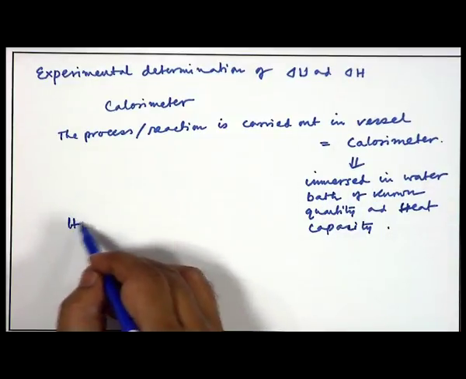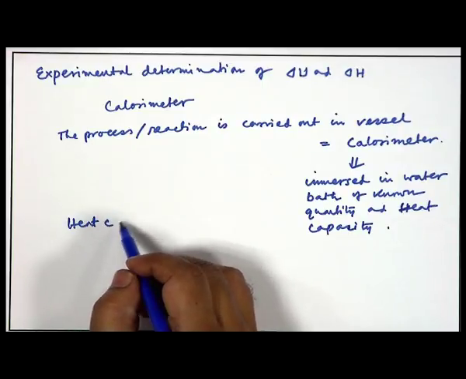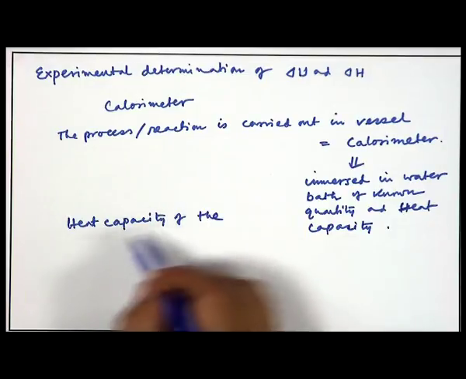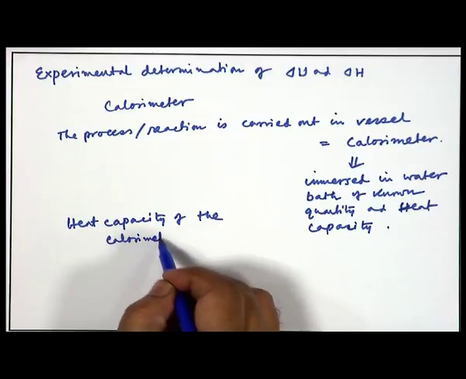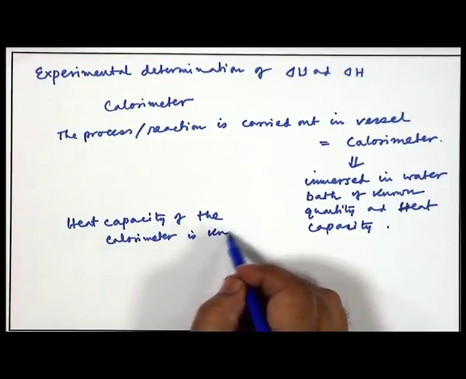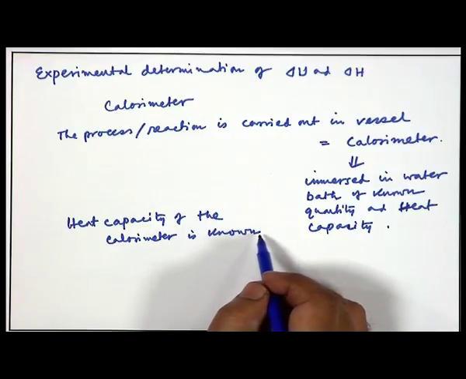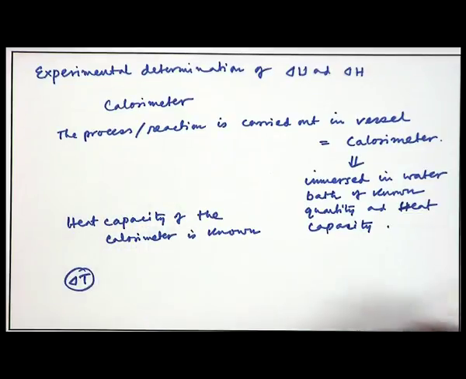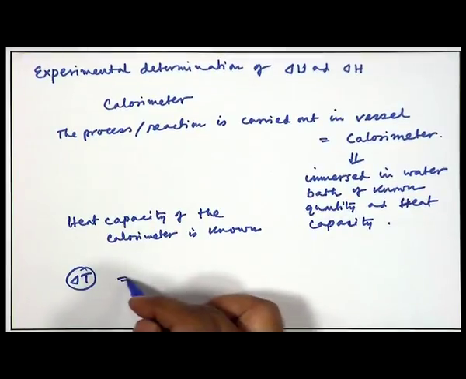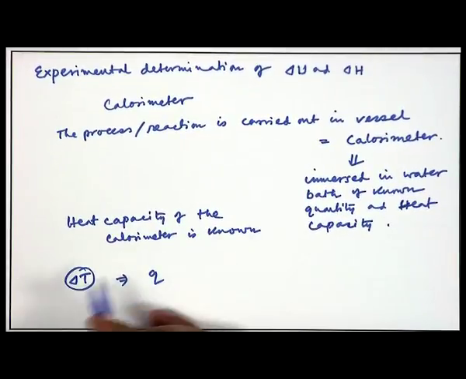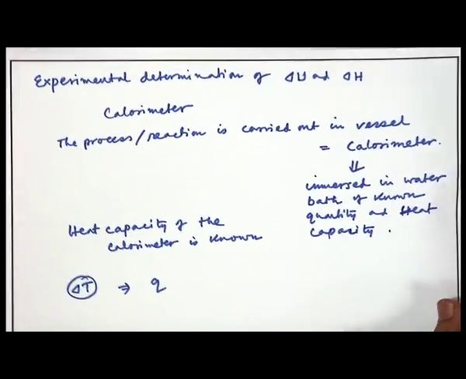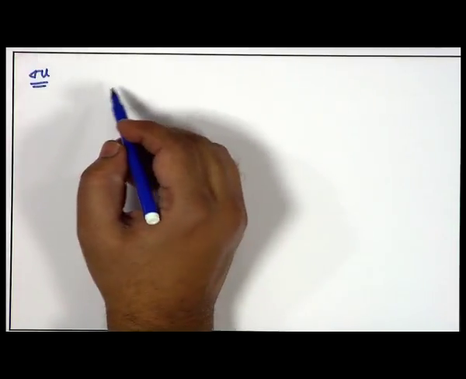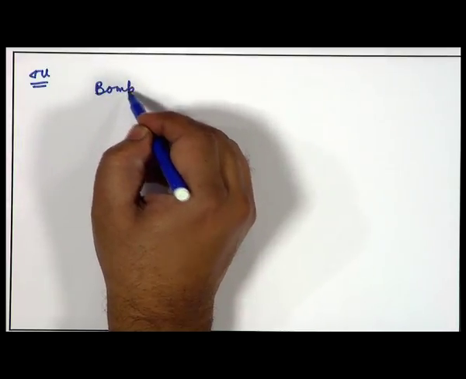In this case, heat capacity and the mass of the calorimeter or the vessel are also known. So, post the process or post the reaction, if we can find the delta T, from the value of delta T we can find out Q. So, first we will talk about del U, how to measure del U, and the calorimeter we use is called the Bomb calorimeter.